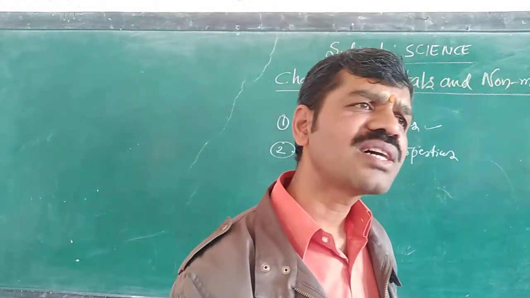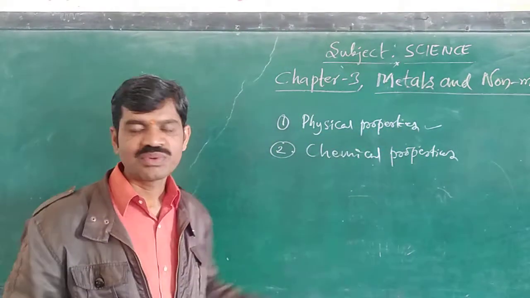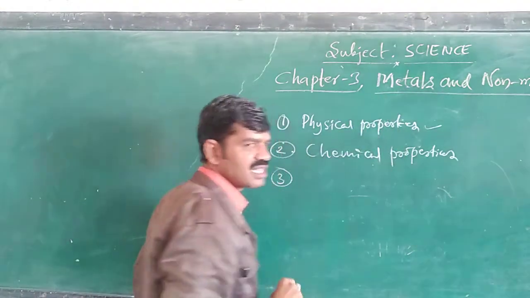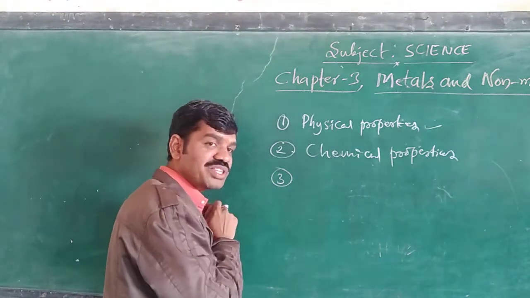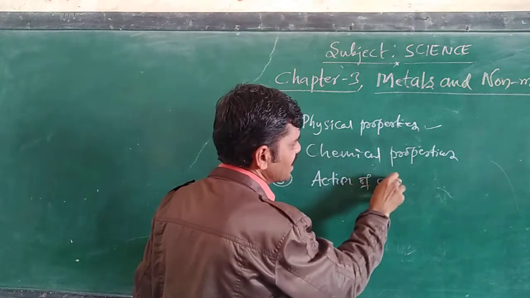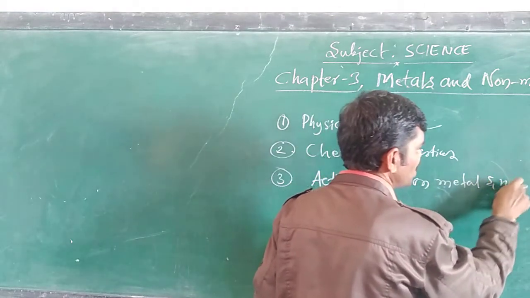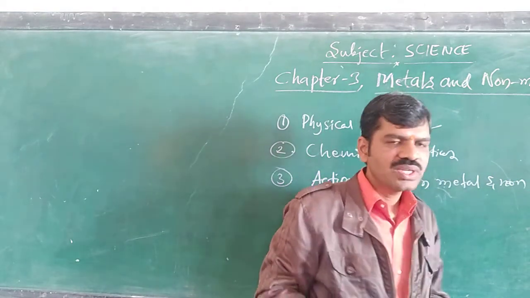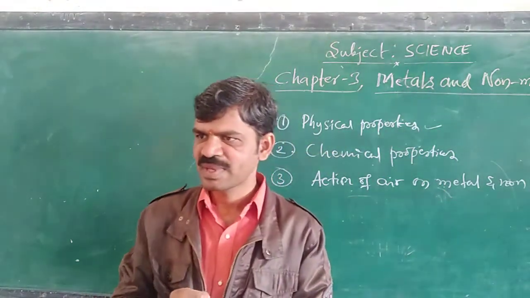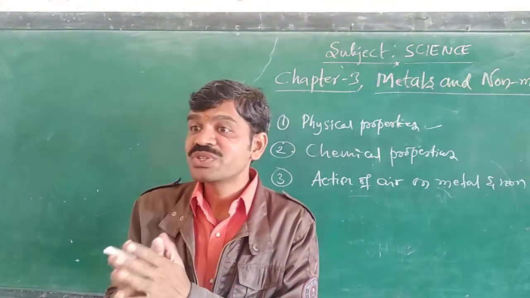In this chapter, what other thing are we going to discuss after these two? We are going to discuss how the metals and non-metals react with air. Action of air on metals and non-metals. So if we take, for example, iron, how is this iron going to react with oxygen?